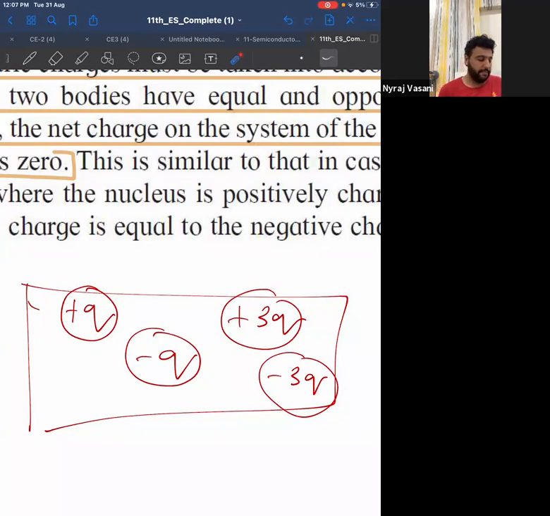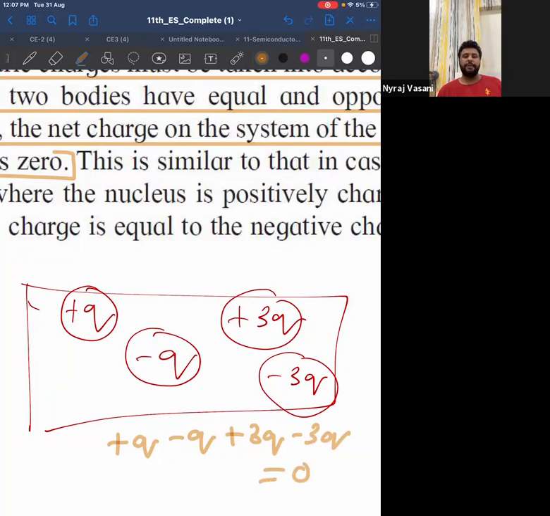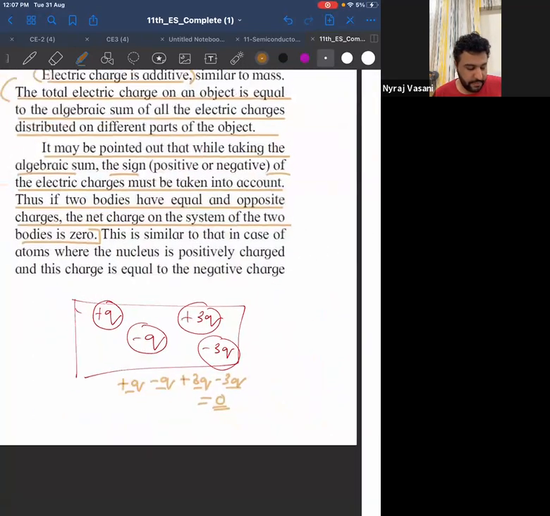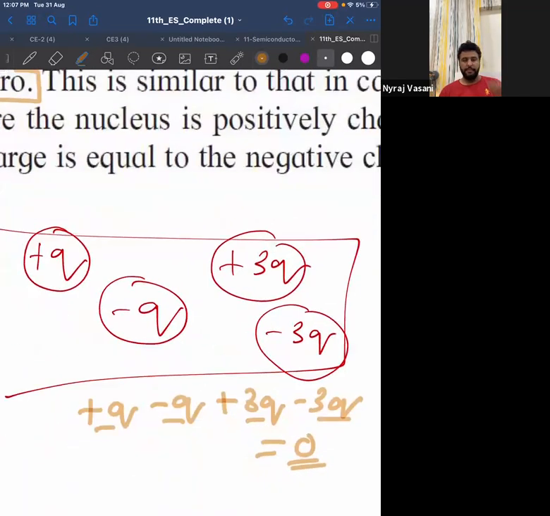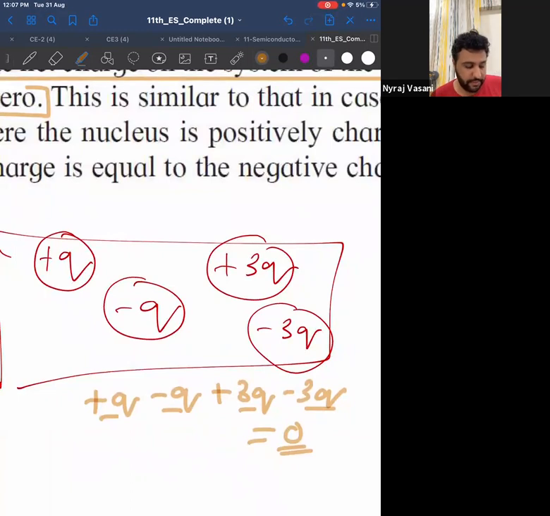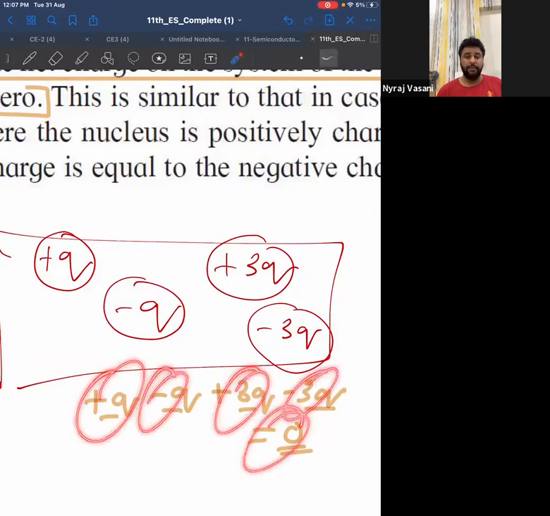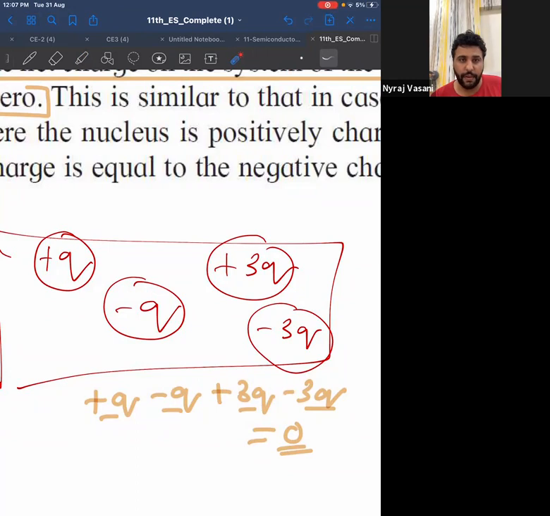The total algebraic sum of the charges will be plus q minus q plus 3q minus 3q equal to 0. Make a note. Got it?